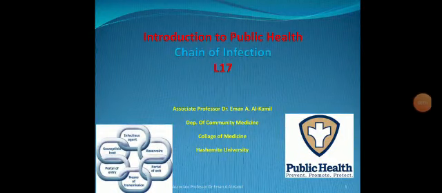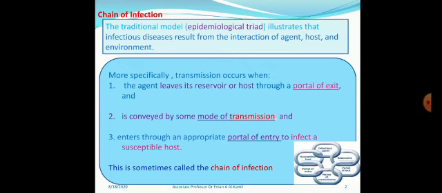In this lecture, we are going to discuss the chain of infection. Previously, when we discussed the different theories of disease occurrence, we already mentioned the traditional model, the epidemiological triad, which illustrated that infectious disease results from the interaction of agent, host, and environment.